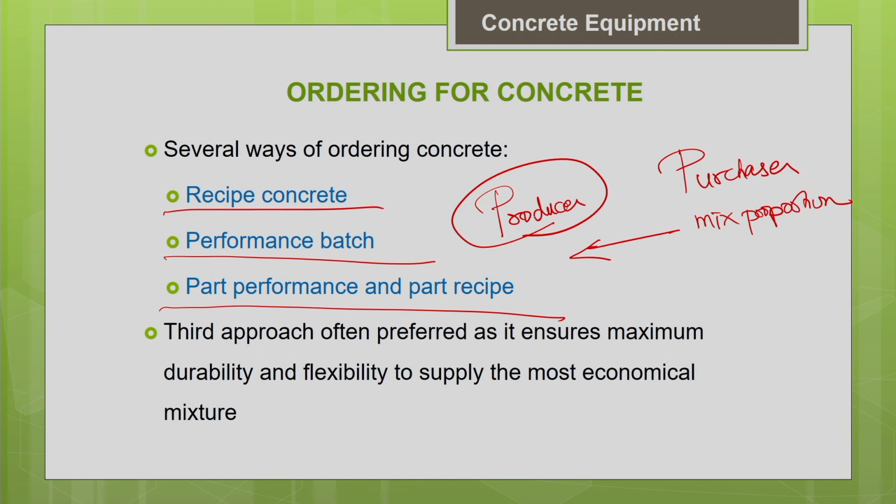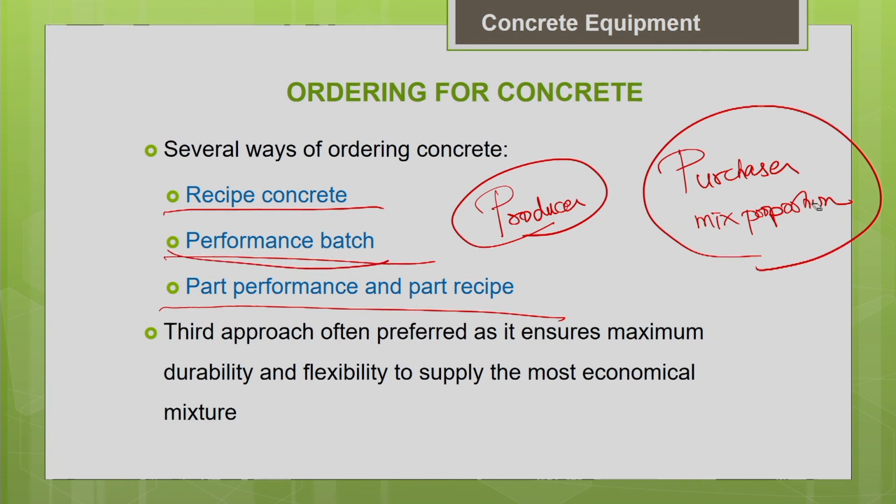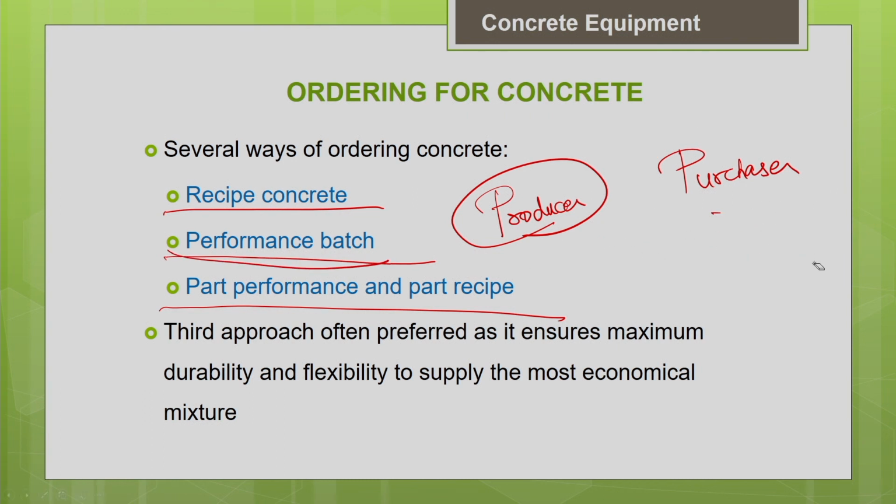So, the entire responsibility of the strength and the durability is taken care of by the purchaser who is doing the mix proportioning in the recipe batch process, in the recipe concrete method. Okay. There is another method called performance batch. In performance batch, okay, the purchaser will tell what is the strength needed.